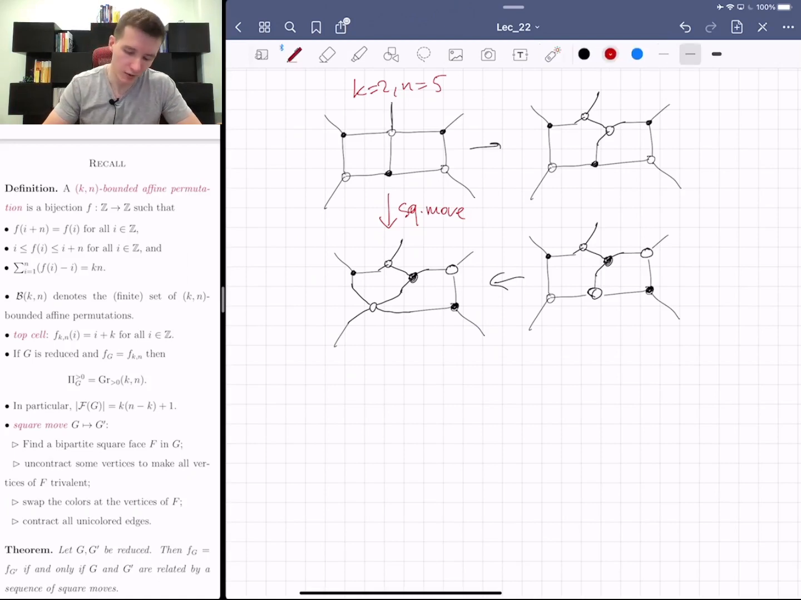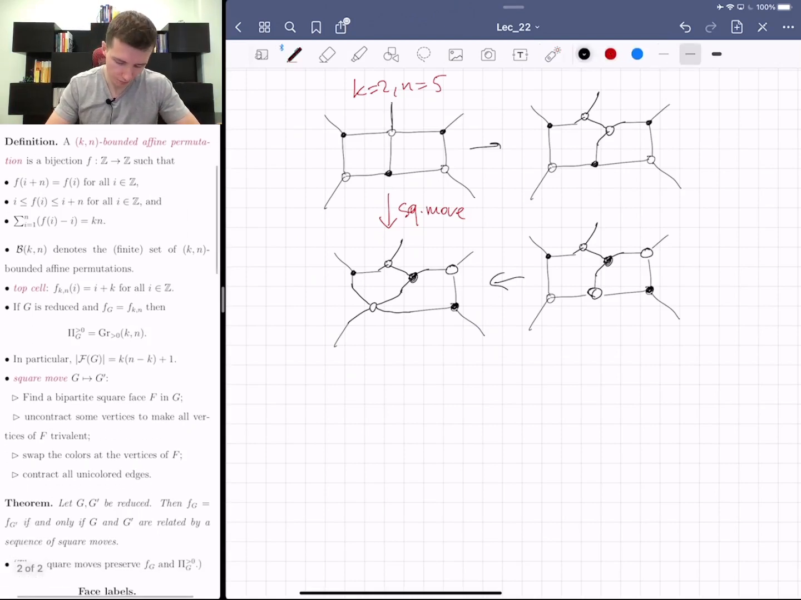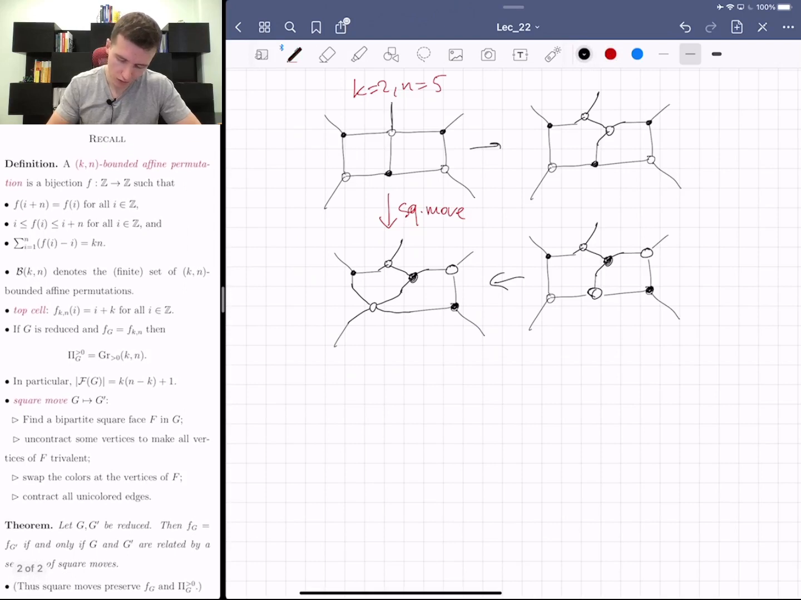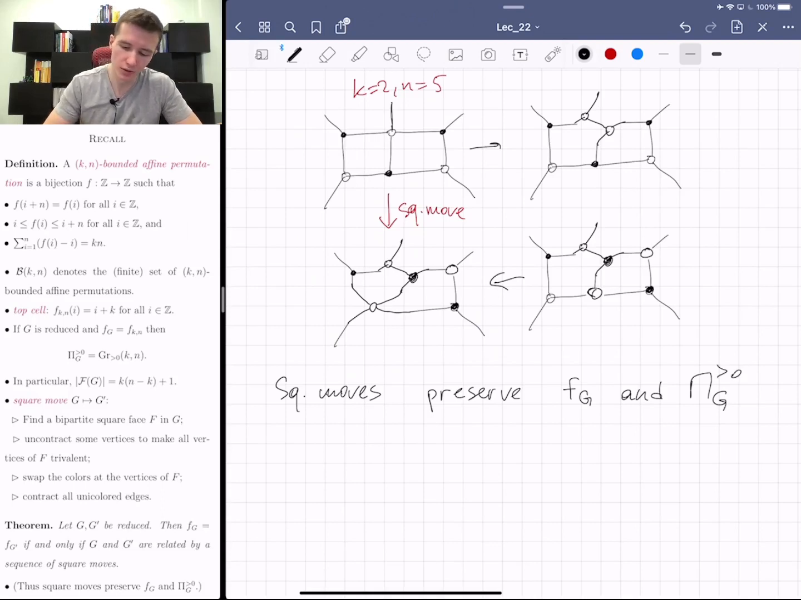But for now, I should also mention that the square moves, I'm not going to explain this, but the square moves preserve, well, I did say that they preserve the strand permutation, but they also preserve the positroid cell. If you have some edge weights on one graph, then after you apply a square move, there is a way to assign weights to the new graph such that the boundary measurements are preserved.